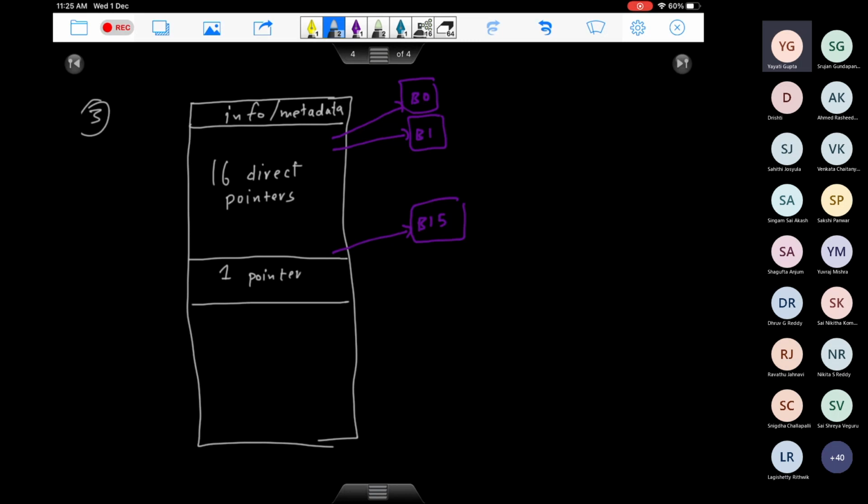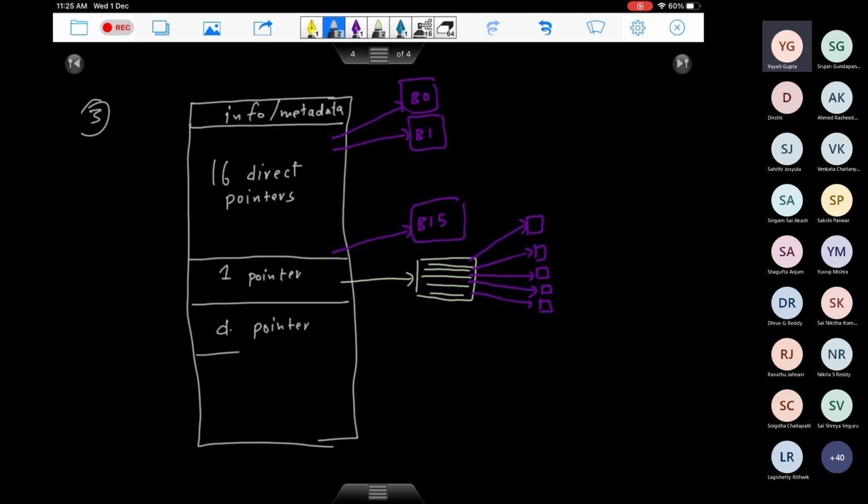So indirect means it is going to point to a block, but this block will be an index block, right? And this index block will give you the addresses of the actual data blocks. So each address in the index block will tell you where the actual data blocks are. So you can have some data blocks here, and then you have one double pointer.